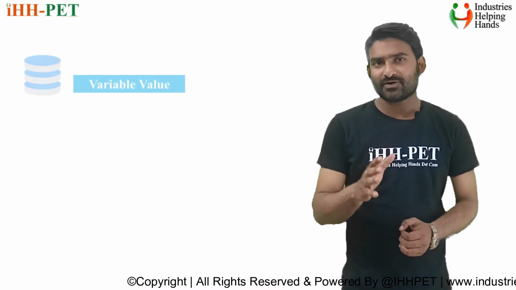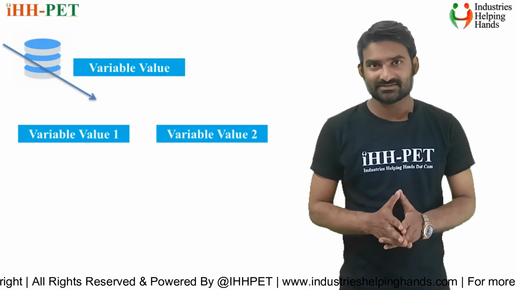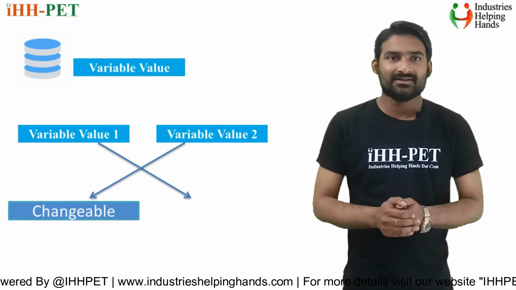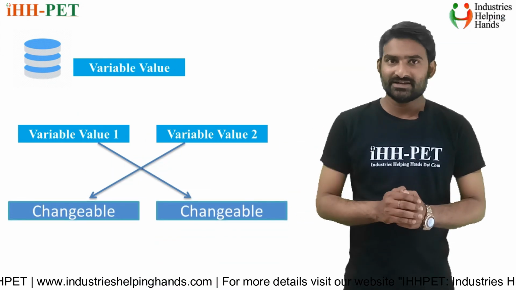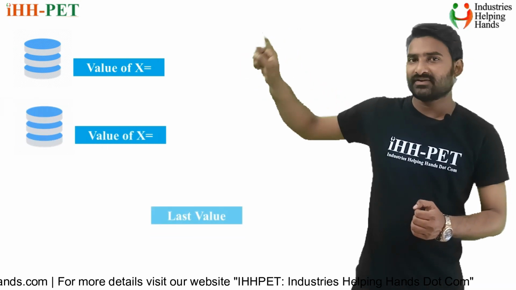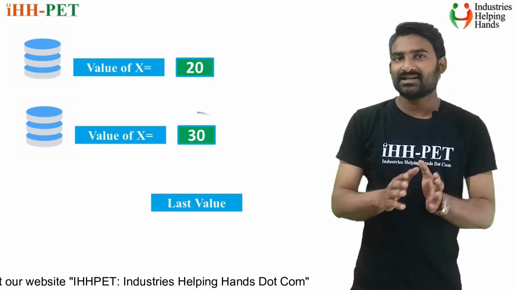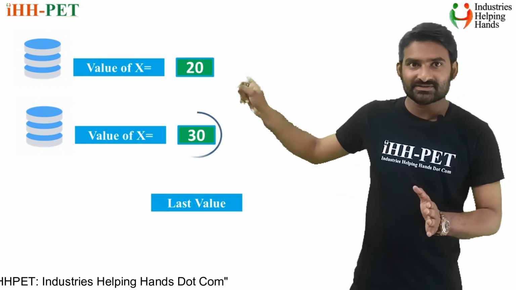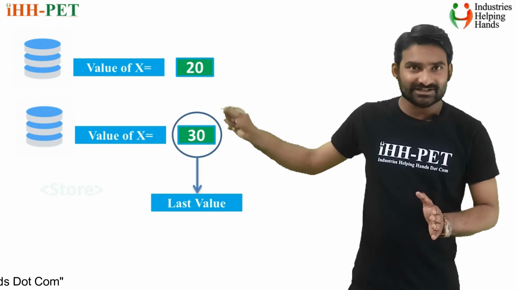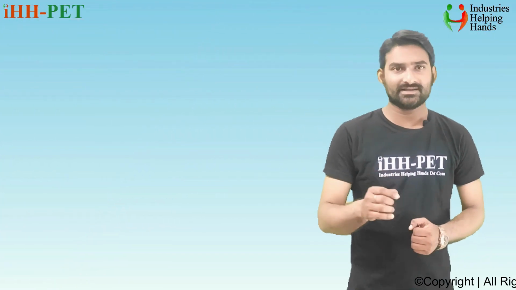Students, as you know, the value of the variable can be changed, and you can change the value according to your needs, because the variable value will be changed according to the programming needs. For example, the value of x is 20 here. After that, in the next execution, if you declare the value of x as 30, the last value, 30, will be stored and printed to your program output.